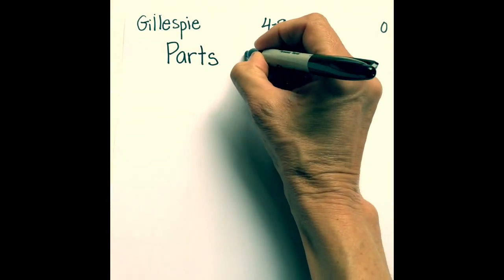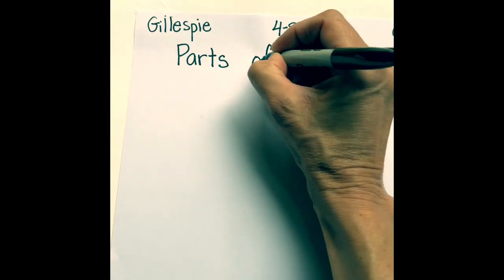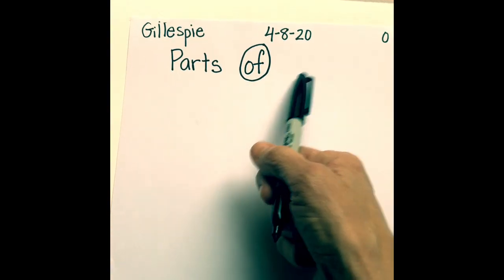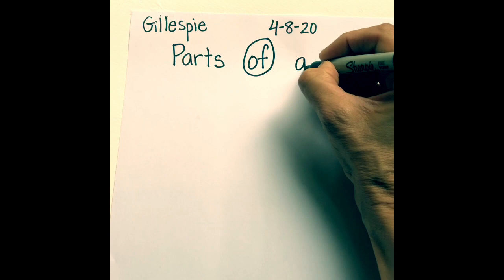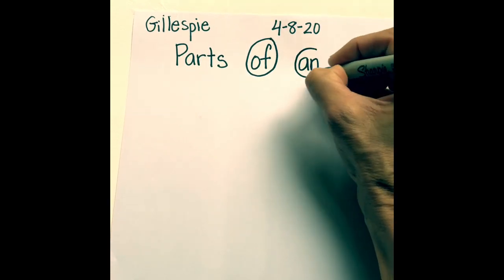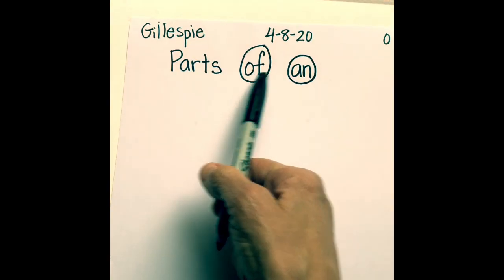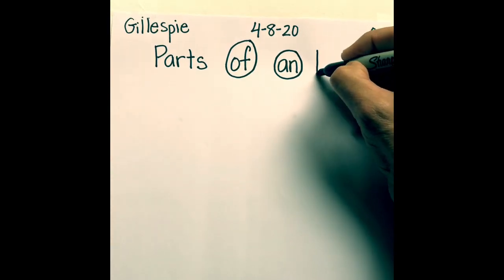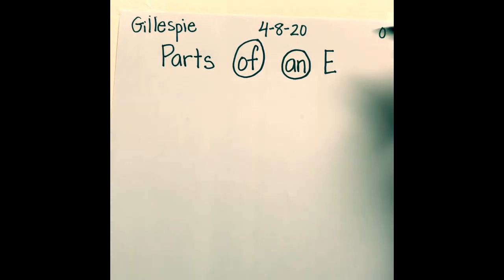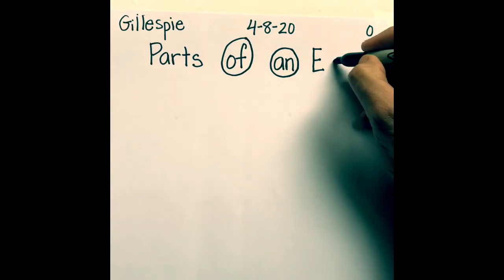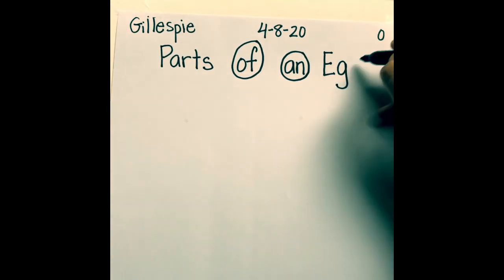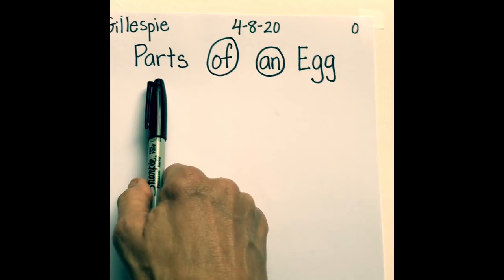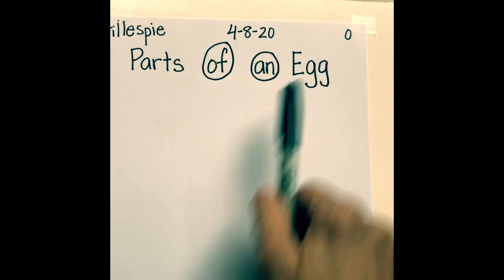Parts of. Of is a sight word, so I'm going to circle it. Parts of an. An is a sight word. Parts of an egg. Egg. Sounding it out, we hear an e sound, and g, which is a g sound. An egg has two g's. So let's reread. Parts of an egg.